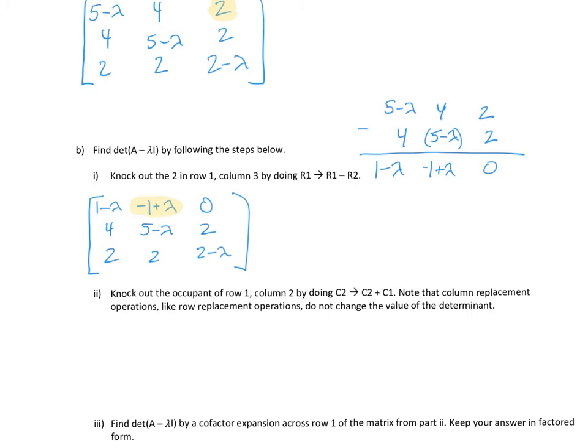So this one plus this one, and that's going to be my new column 2. So column 1 is not changing. Column 2 is the result of adding column 1 and column 2. So 1 minus lambda plus negative 1 plus lambda, those cancel and you get 0. 4 plus 5 minus lambda is 9 minus lambda. 2 plus 2 is 4. And column 3 is not changing.